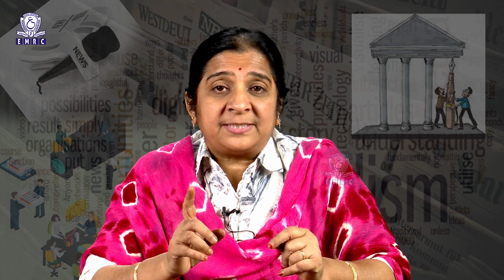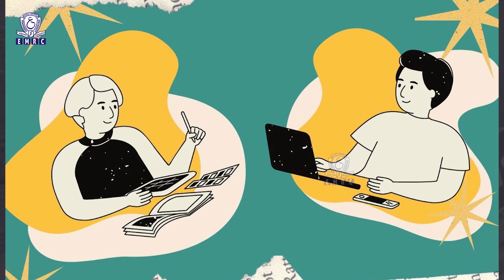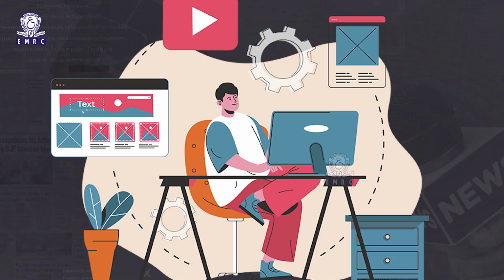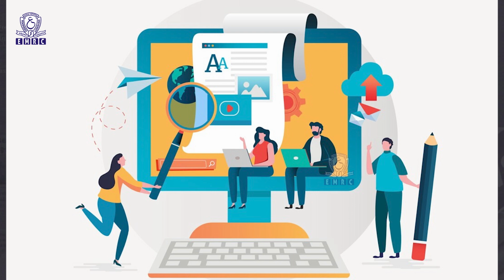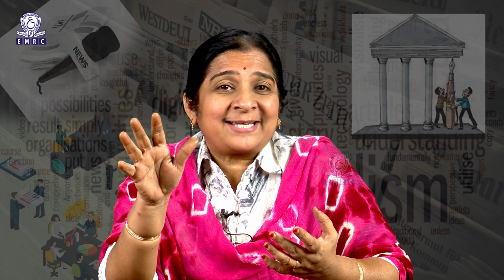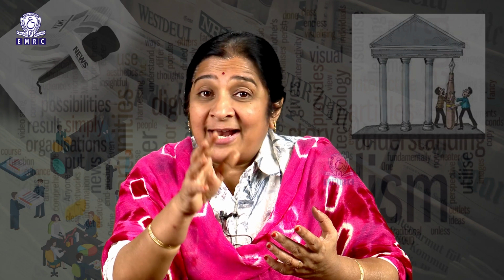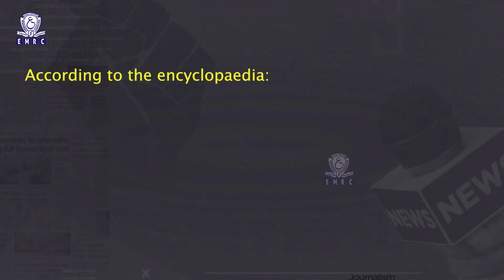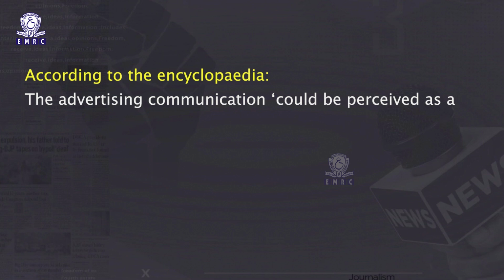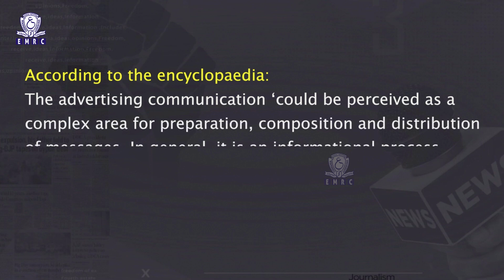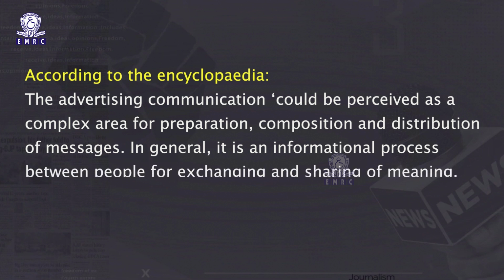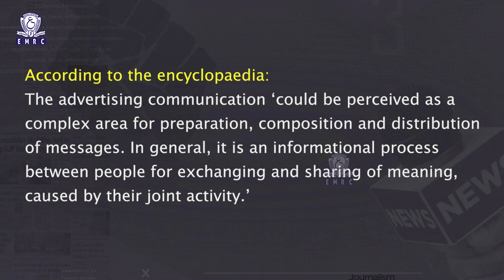Summary. The world of advertisement revolves around one principle, the principle of attraction. Whatever the product, at the end, the advertisement is the thing that has to attract the customers. How do advertisements compete with one another in order to attract one's attention? According to the encyclopedia, advertising communication could be perceived as a complex area for preparation, composition, and distribution of messages.